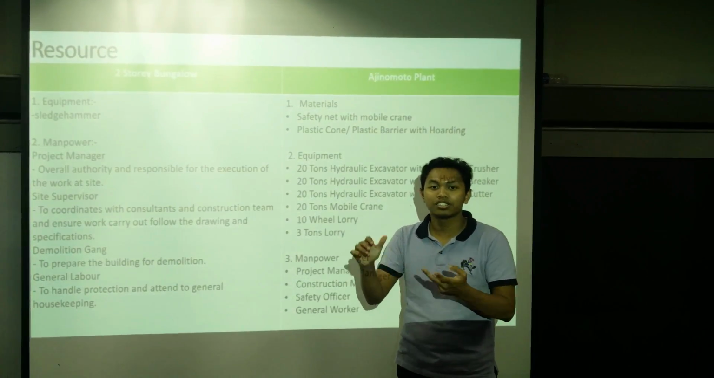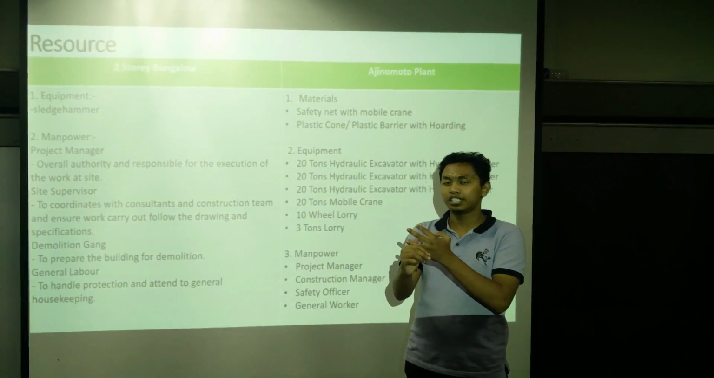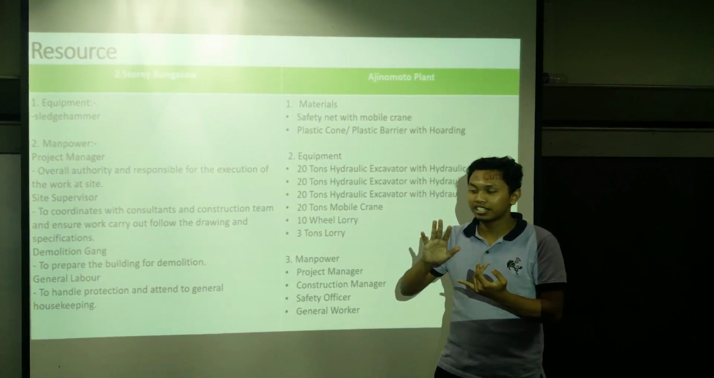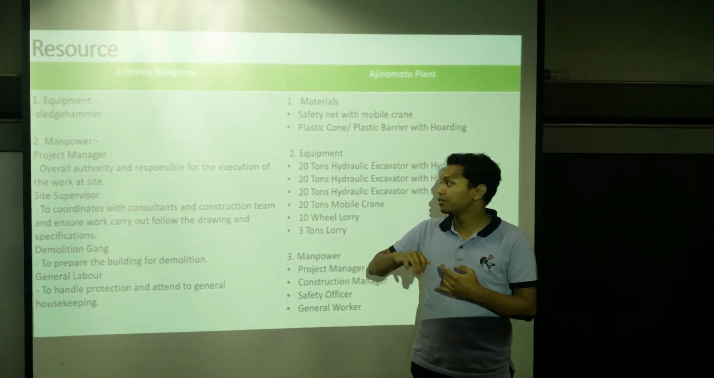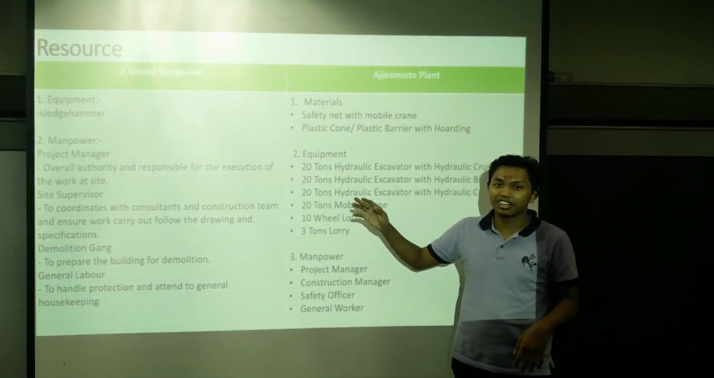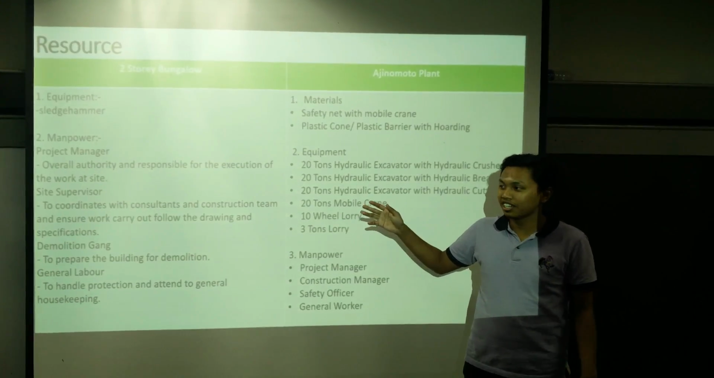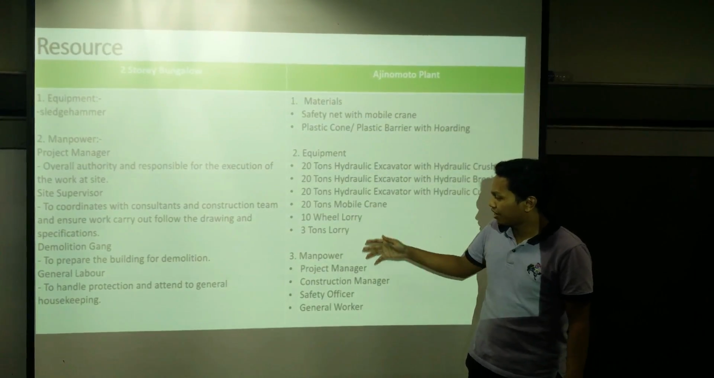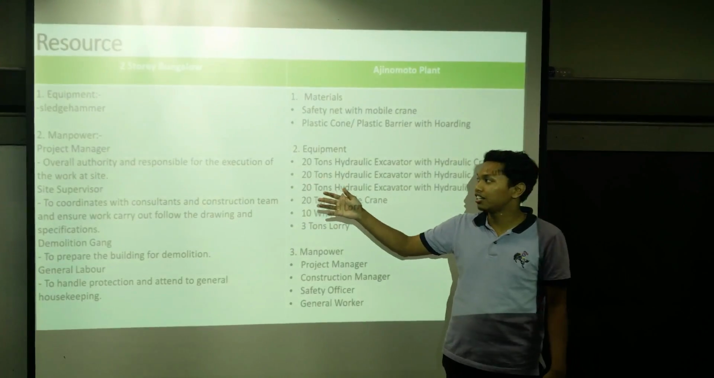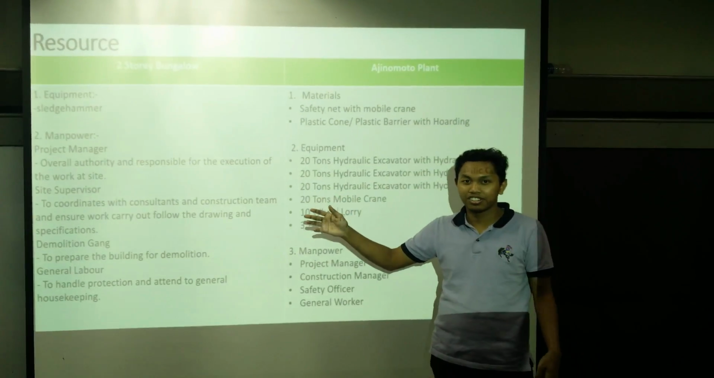Next, the manpower of this two-story bungalow is, as you know, project manager, site supervisor, contractor, and general labor. Next, as you can see on this slide, this is the equipment that we use for the Ajinomoto plant, and the manpower is the same as the two-story bungalow.